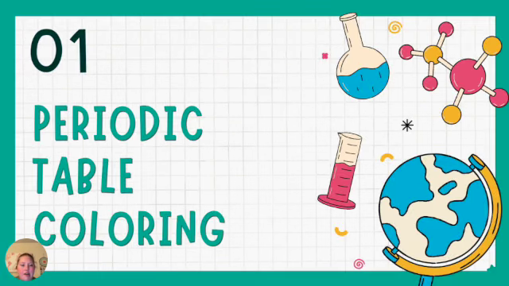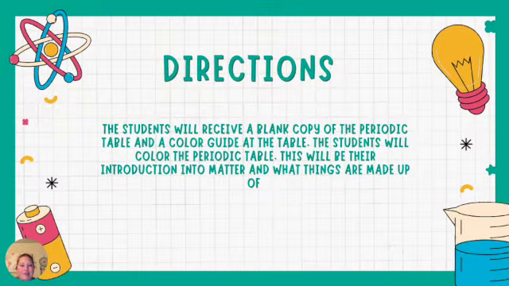Our first activity is going to be periodic table coloring. This is an activity that we did in this course, and I really liked it. I feel like it was easy enough for everyone to follow, and it might be a great way to introduce the periodic table. And if someone has never seen it before, they'll have the directions.